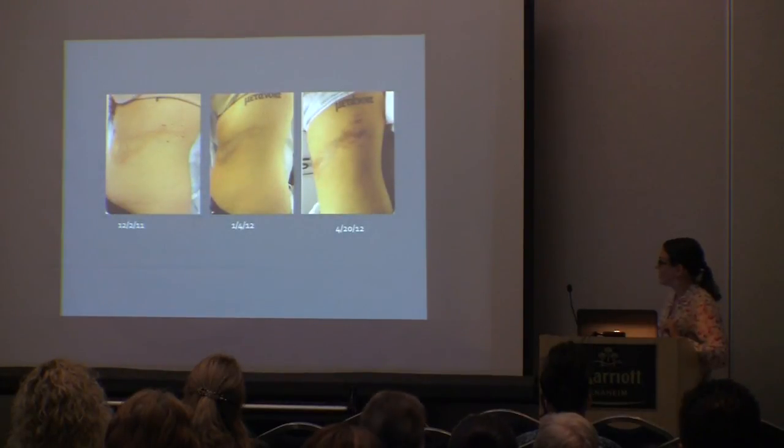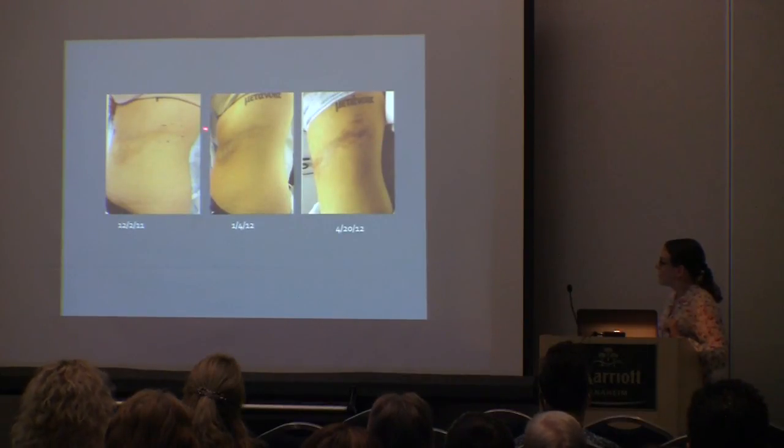This is another patient with a linear lesion. She's in her 20s, on the trunk. This is actually a bruise. She fell mountain biking. But you can see here this lesion was fairly active at the time.